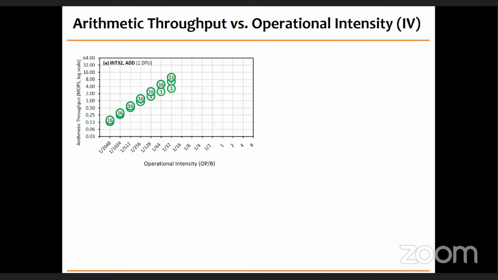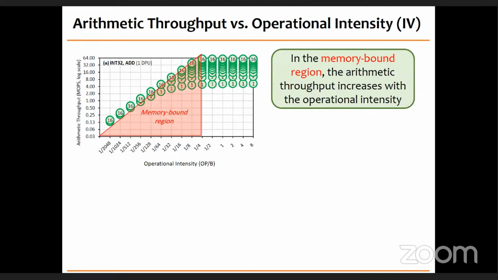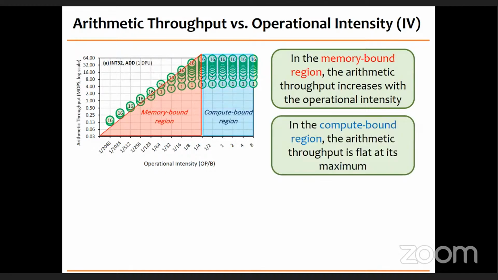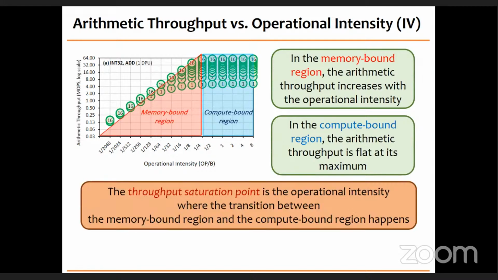Notice that the throughput doesn't change for a higher number of tasklets. This continues until an operational intensity of 1/4, and then it really starts saturating at 11 tasklets, and the maximum arithmetic throughput just remains constant. So we distinguish between 2 parts here: the memory-bound region, where the arithmetic throughput increases with the operational intensity, and the compute-bound region, where the arithmetic throughput is flat. The point in the middle is the throughput saturation point.